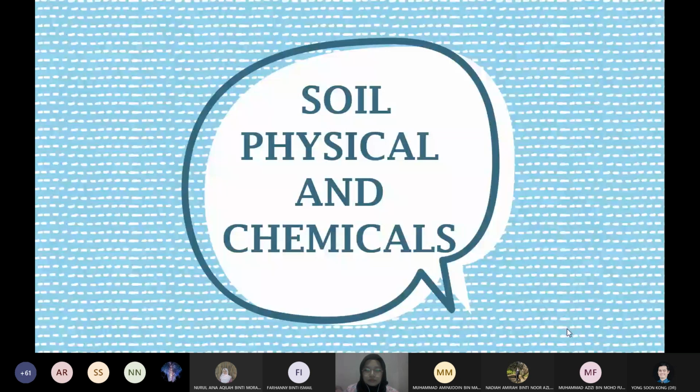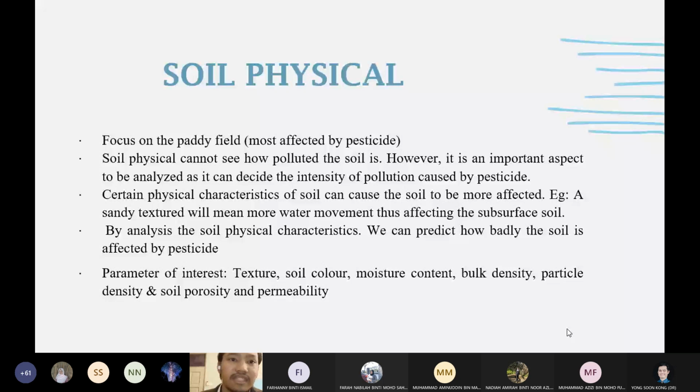Okay. Hi. Next, I'll explain the process involved in soil sampling and analysis for its physical and chemical characteristics. Basically, in these two samplings, we will focus solely on the paddy field as it is the most affected by the use of pesticide and fertilizer.